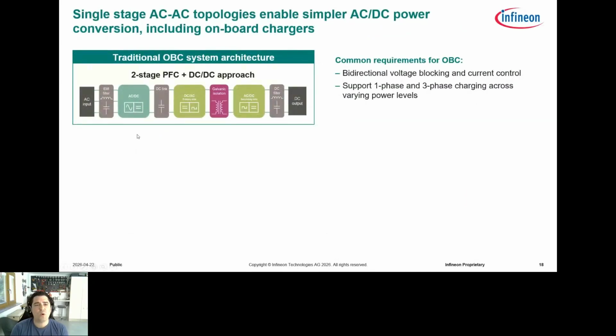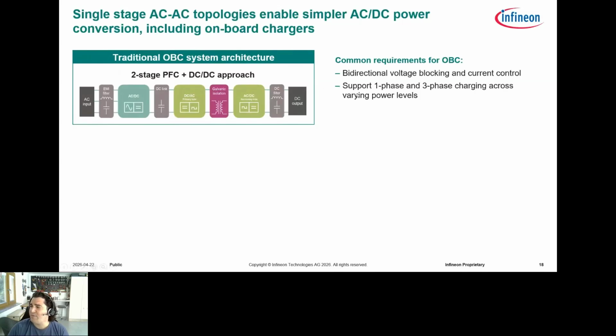But what if we wanted to talk about a different topology than what you're already using? Not the Vienna rectifier, but something a little bit more advanced. This is where things, to me, get a lot more interesting. So let's say you're looking at a traditional OBC where you need bidirectional voltage blocking and current control, meaning that you need to protect the car's battery from the grid. So you need bidirectional voltage blocking. You need control over how much current is coming out. You don't want to be just indiscriminately charging the battery. You could overheat it. You could blow a breaker on your grid supply.